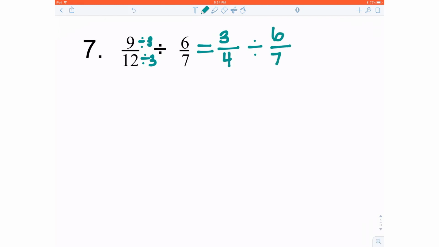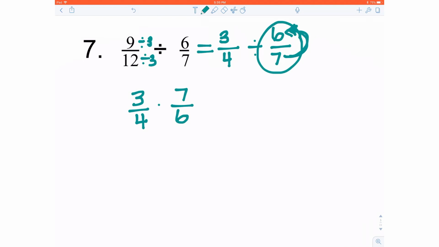Okay, now that we have something more simple to work with, let's look at the rules. When you are dividing with a fraction, what you do is you take the second fraction, you flip it, and you multiply it. Now, what the heck does this mean? Don't worry, I'll show you. 3 over 4, and now because we're going to flip this second fraction, it becomes 7 over 6. This is called a reciprocal, okay? And we're going to turn that into a multiplication sign.